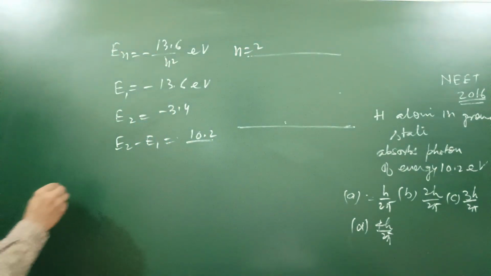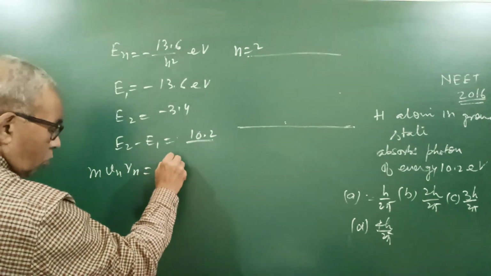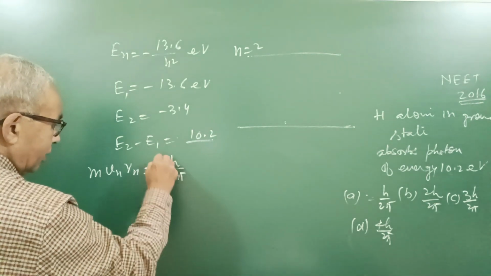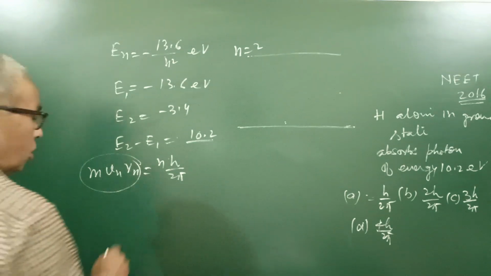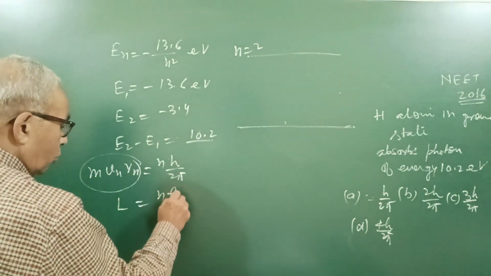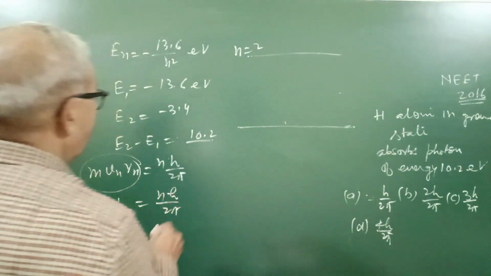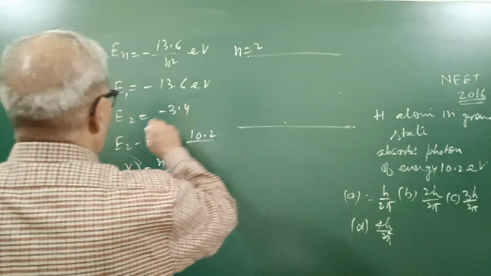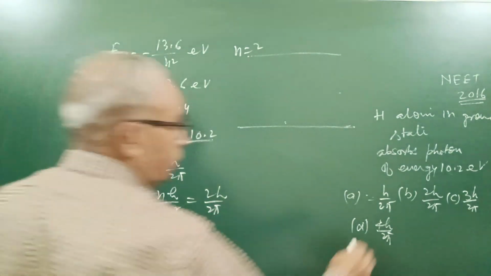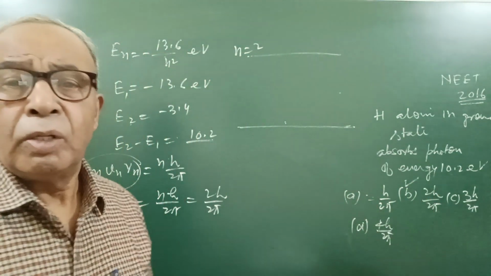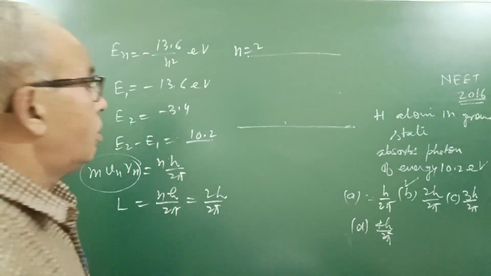From the second postulate, mvr_n equal to nh upon 2 pi. This is angular momentum, which is what is asked, so angular momentum L equal to nh upon 2 pi. Since the electron has gone to the second orbit, it is 2h upon 2 pi. B option is correct. So we have to learn the basics.